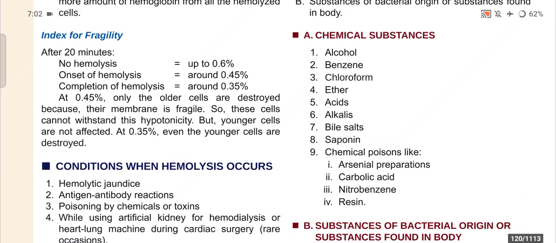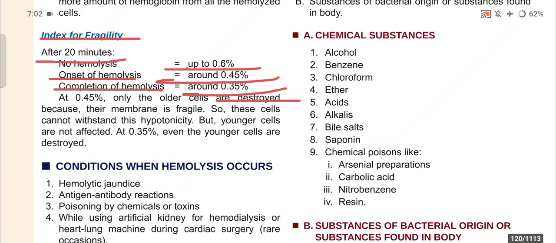Now come to the index for fragility. What are the indexes by which you can know? After 20 minutes, no hemolysis up to 0.6%, onset of hemolysis around 0.45%, completion of hemolysis around 0.35%. At 0.45% only the older cells are destroyed because their membrane is fragile. So these cells cannot withstand hypotonicity, but younger cells are not affected. At 0.35% even the younger cells are destroyed.